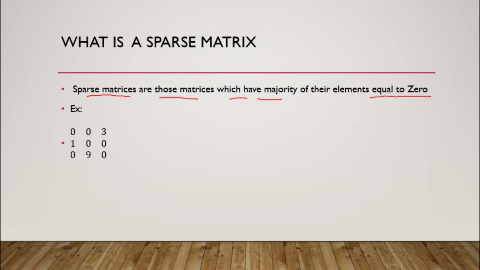If I take an example here, students, we can observe that the majority of the elements are zero. In this matrix, which is a 3 cross 3 matrix, out of 9 elements we have only 3 elements which have values. All other 6 elements in the matrix are zeros. So that is why this is a sparse matrix.